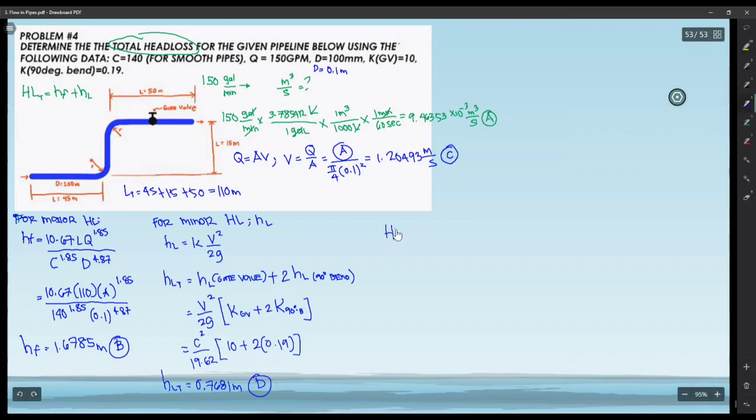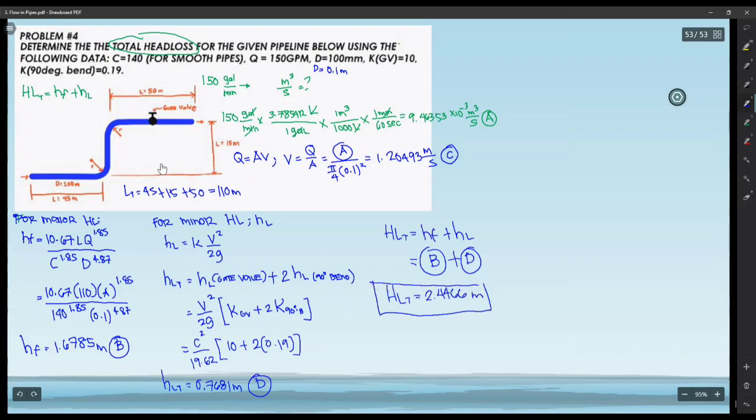So, I believe we can now compute for the total head loss. Okay? So, the total head loss can be computed as, yun nga, yung major head loss plus the minor head loss. Yung major head loss natin, inilagay natin sa value ng B, and then sa minor head loss is para doon sa letter D. So, what will be the answer for the total head loss? So, we have B plus D. The total head loss for this pipeline is 2.4466 meter. So, this is our final answer.